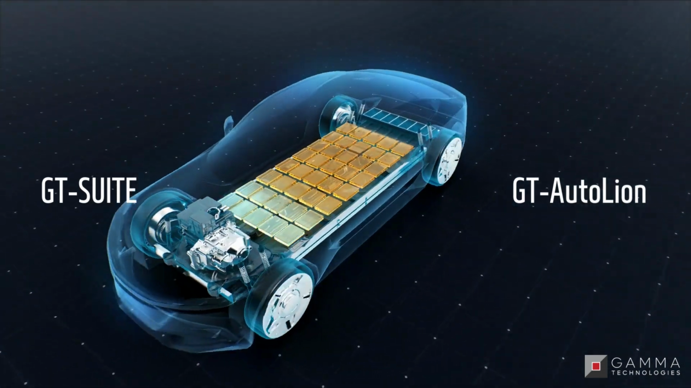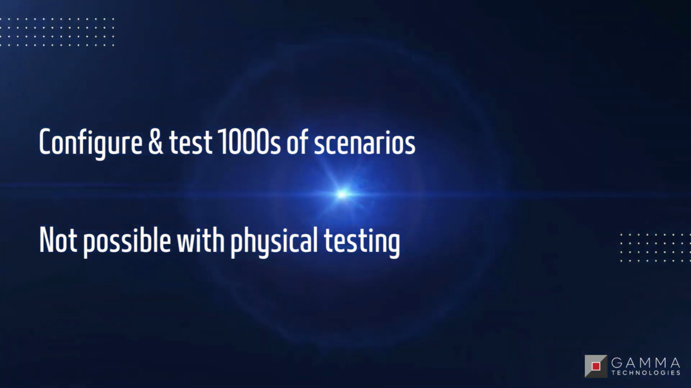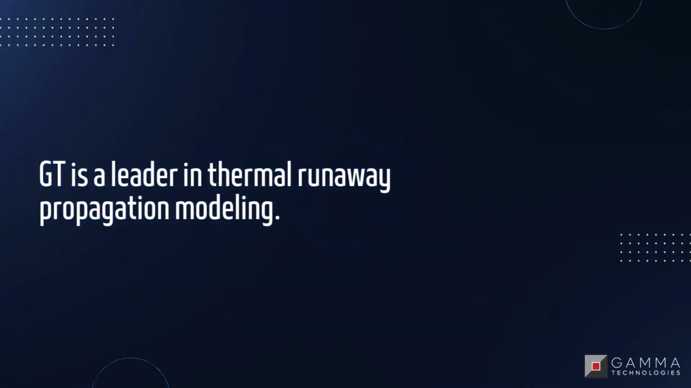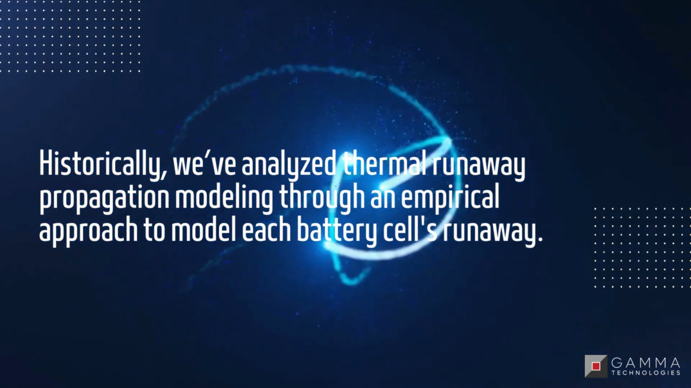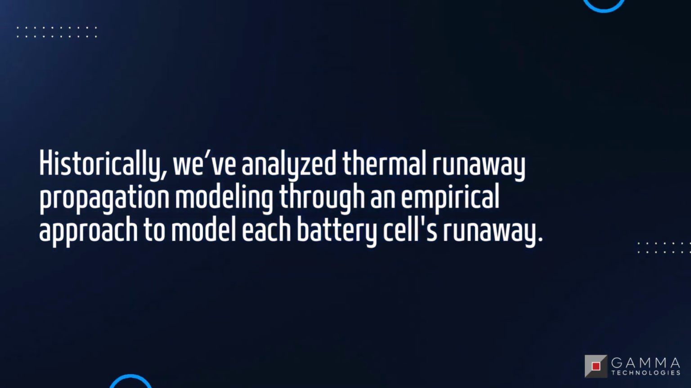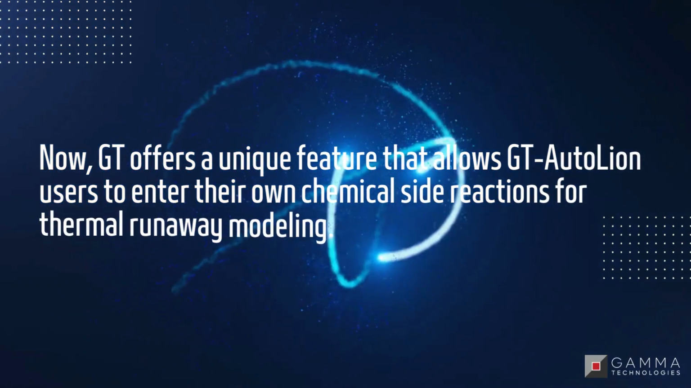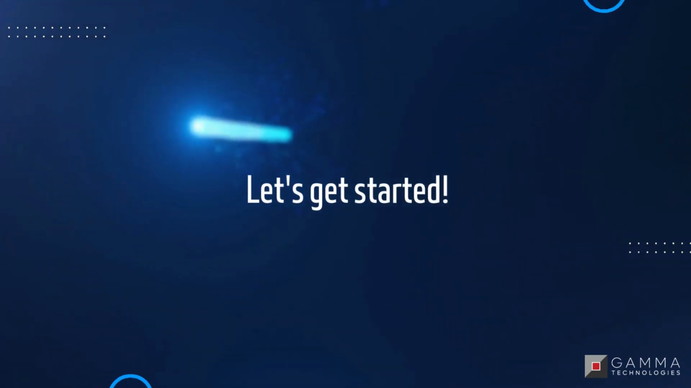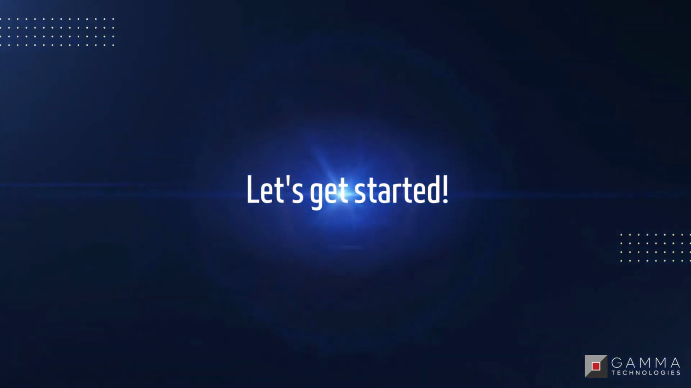Using GT-SUITE and GT-AutoLion, you have the capability to configure and test thousands of possible scenarios, which is simply not possible with physical testing. GT is a leader in thermal runaway propagation modeling. Historically, we've analyzed thermal runaway propagation modeling through an empirical approach to model each battery cell's runaway. Now, GT offers a unique feature that allows AutoLion users to enter their own chemical side reactions for thermal runaway modeling. Let's get started and see how easy it is to set up a thermal runaway model using GT-SUITE and GT-AutoLion.